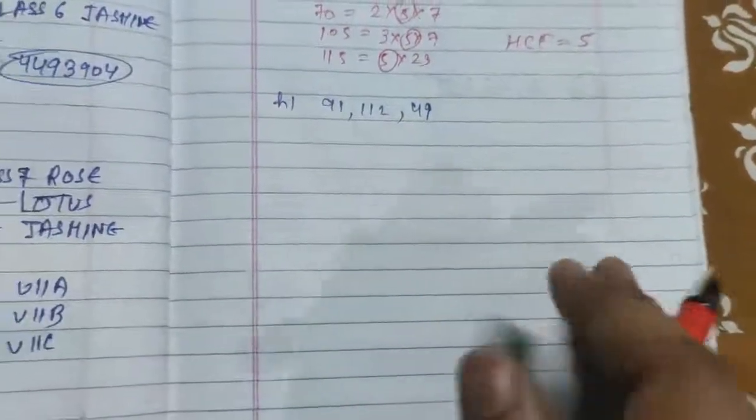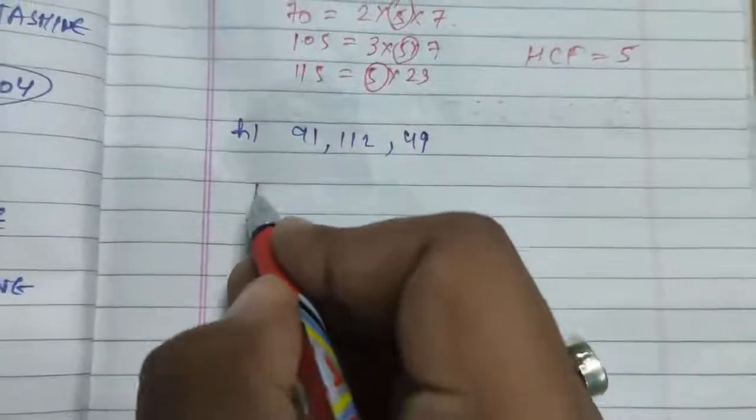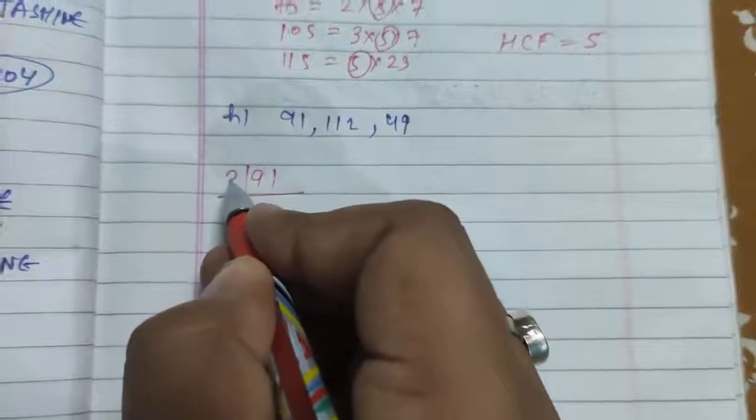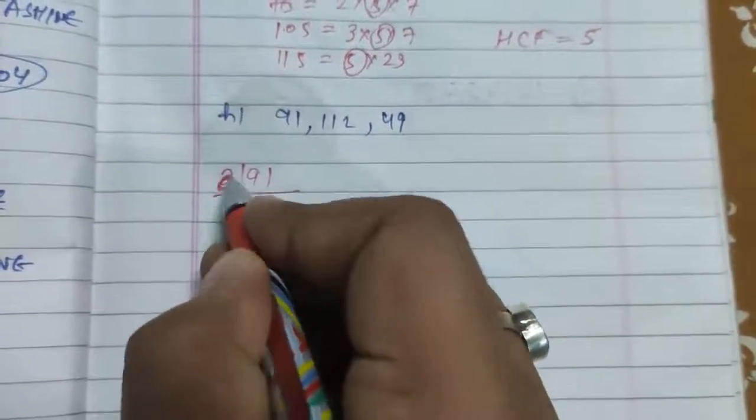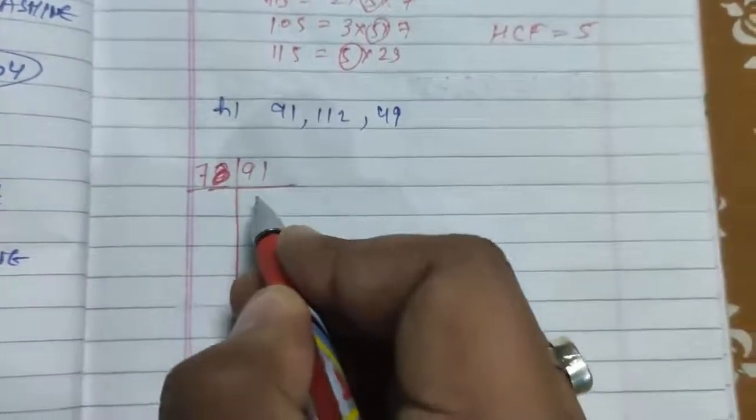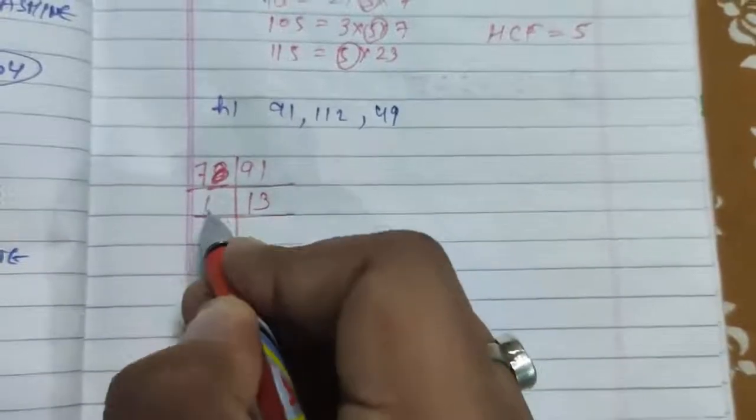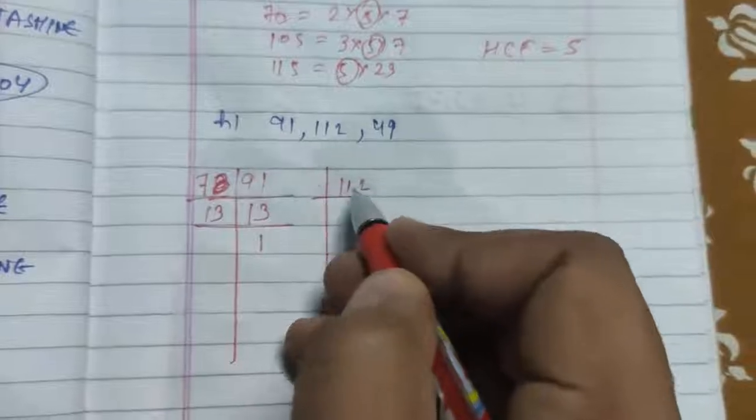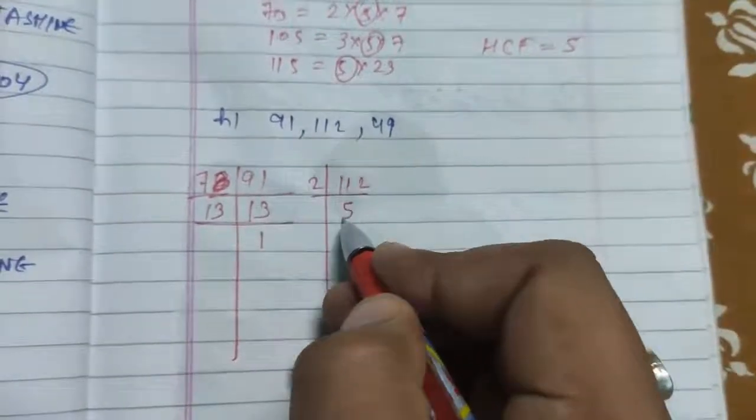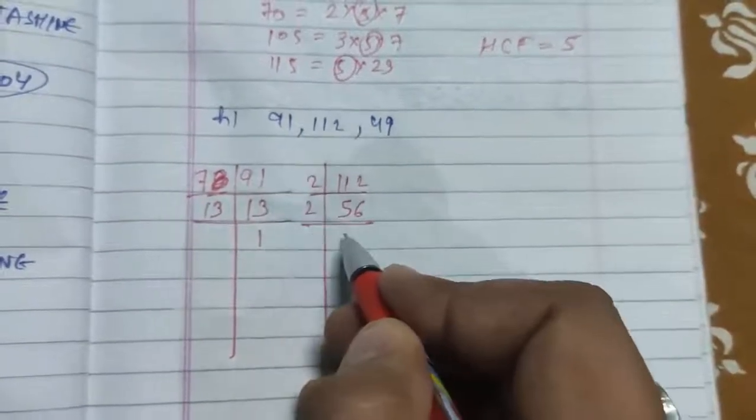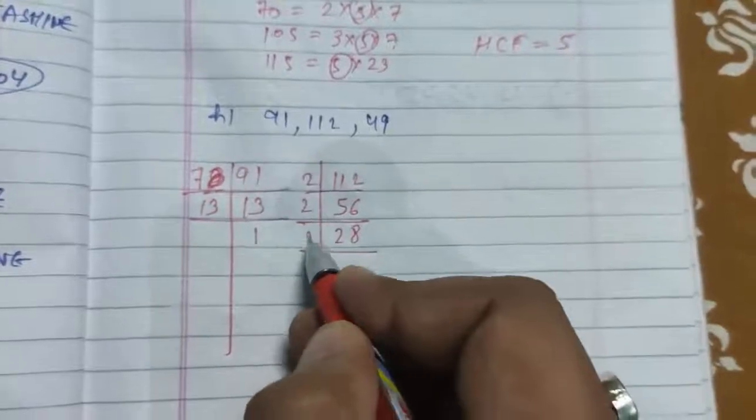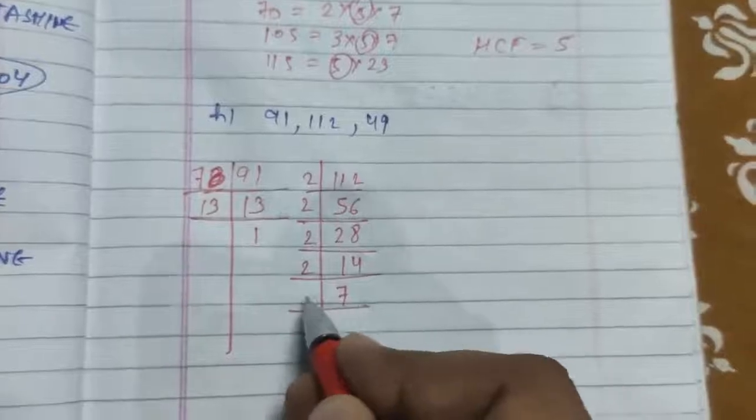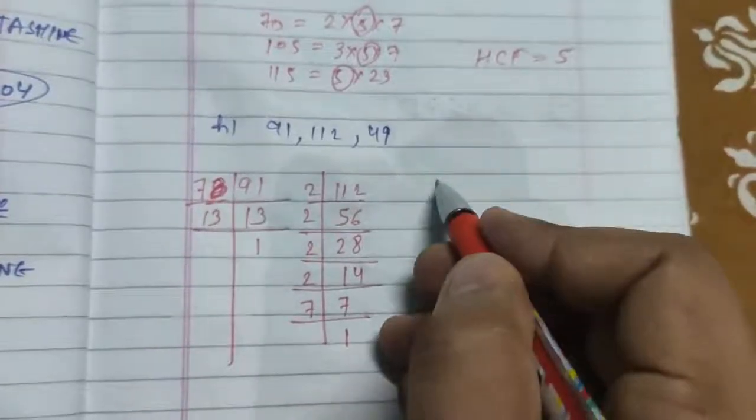Now next, here 91, 112. So 91 we have to do first, divided by... it is not divisible by 3, it is divisible by 7. So we get 13, and 13 ones are 13. Then 112 divided by 2 first, then we get 56. Again divided by 2 we get 28, again divided by 2 we get 14, again divided by 2 we get 7, and 7 ones are 7.